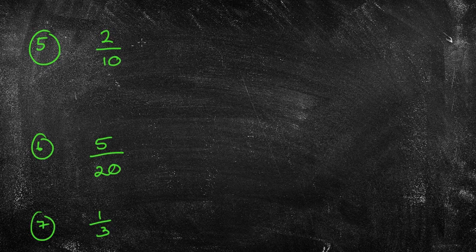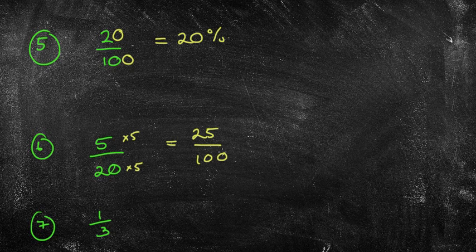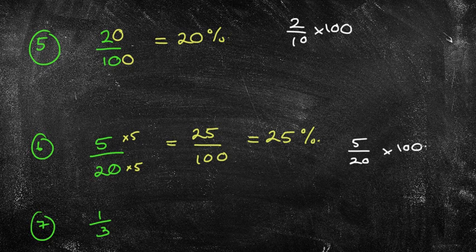Okay, so the first one, again, you've got lots of different ways. I'm going to do it without a calculator this time. I'm just going to make it 20 over 100, 20%. How easy is that, right? The next one, 5 over 20. Well, if I times the bottom by 5 and the top by 5, we make 25 out of 100, which is now just 25%. But again, with both those questions, if you have a calculator, you can just do 2/10 times 100, or 5/20 times 100, and both times you'll get those same answers.